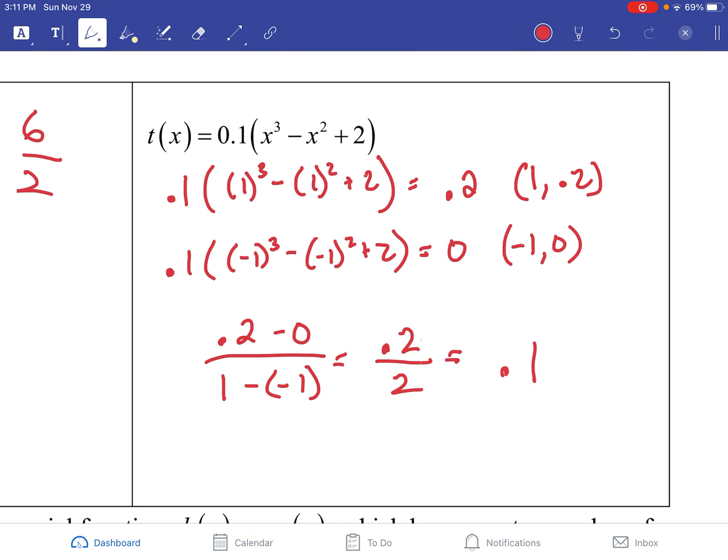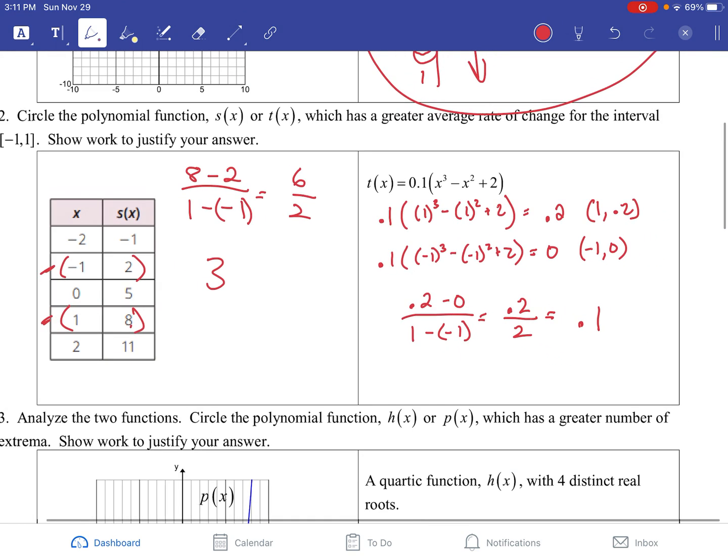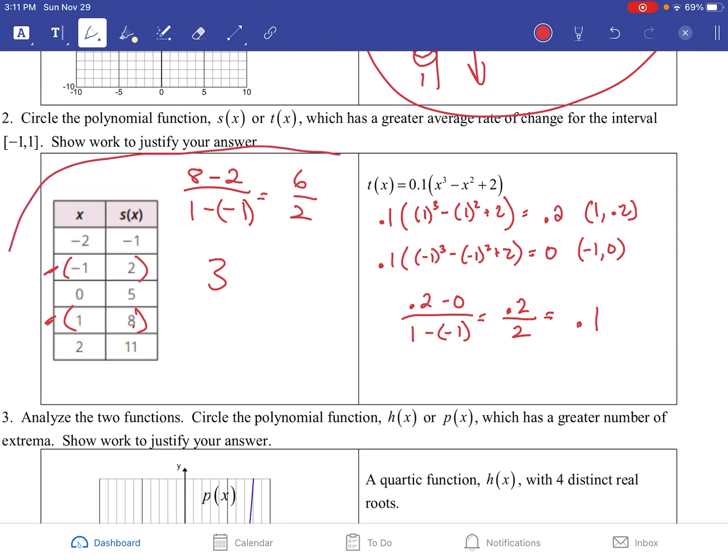So that's the slope, 0.1 versus 3. Well, which one is a greater average rate of change? We want to figure out which one is steeper. Whether it's positive or negative is irrelevant. We want to know the steepness. Well, 3 is a lot steeper than 0.1, so this is our answer, 3.